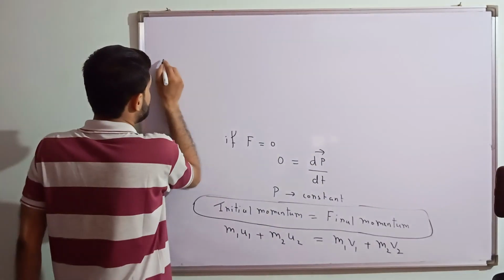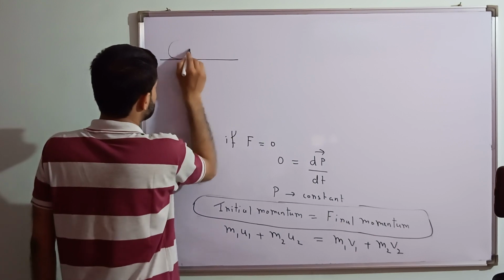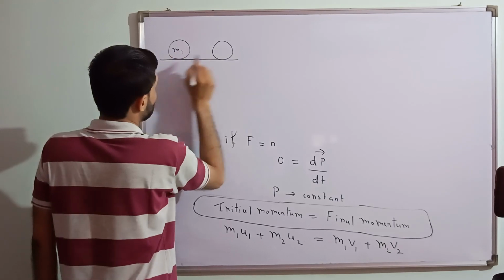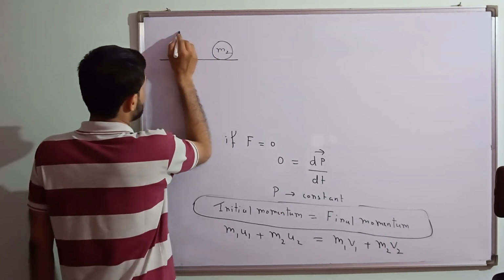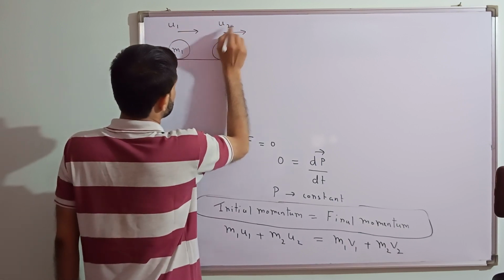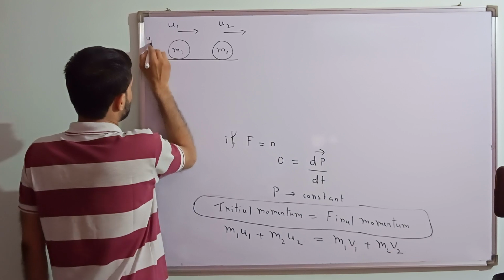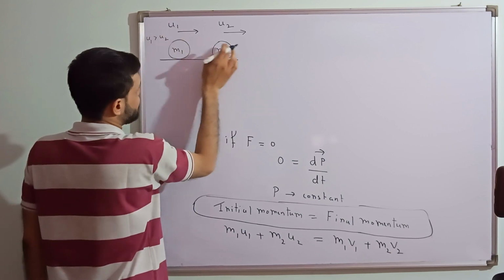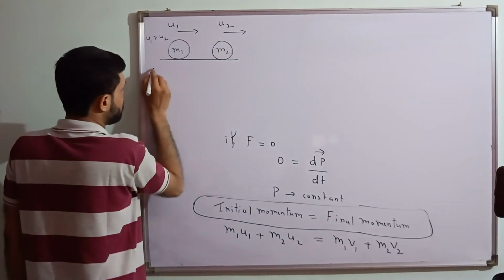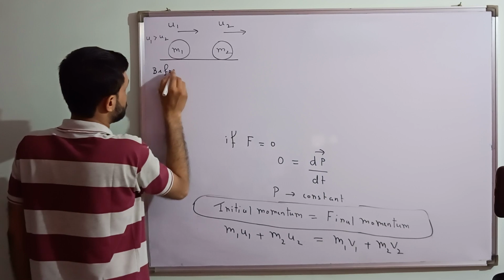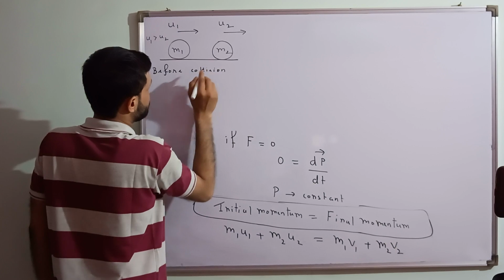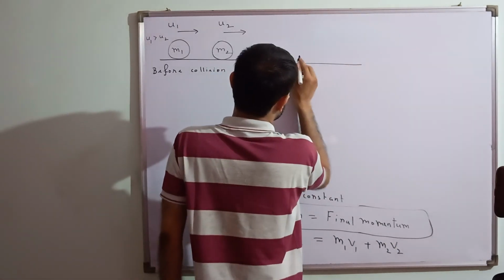Let me draw a picture before. Let's say this is my first object, and this is my second object. I'm calling it m1, and this is m2. This object is moving with some initial velocity u1, and this one with some initial velocity u2. And if u1 is greater than u2, what will happen? This object will come and hit this object. Now this is before collision.